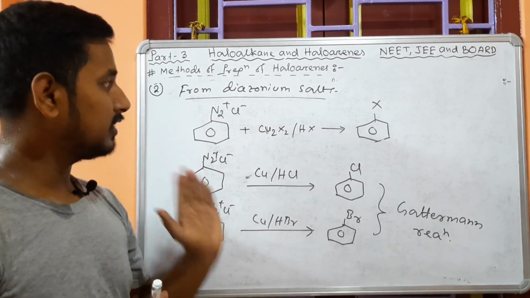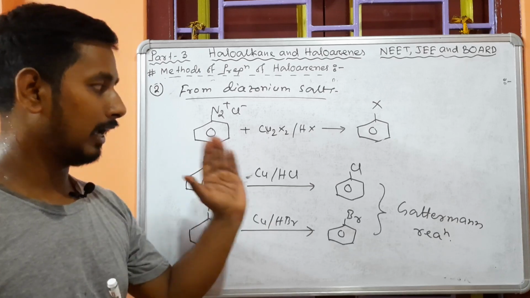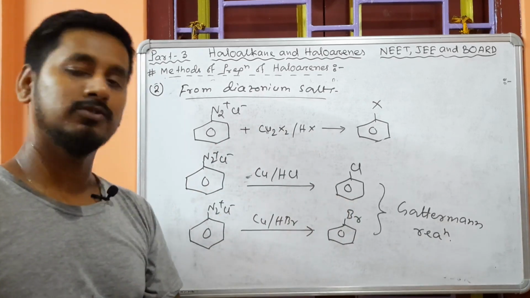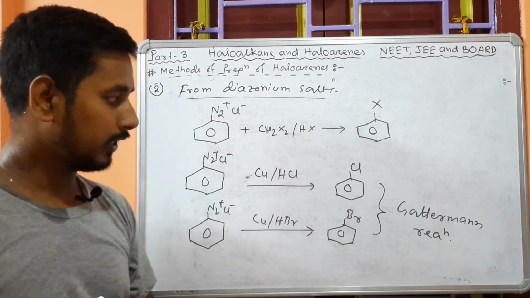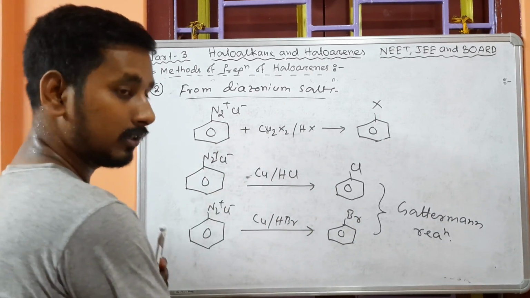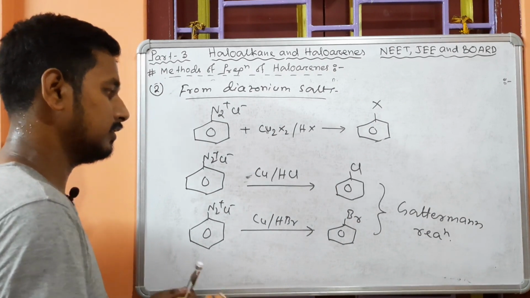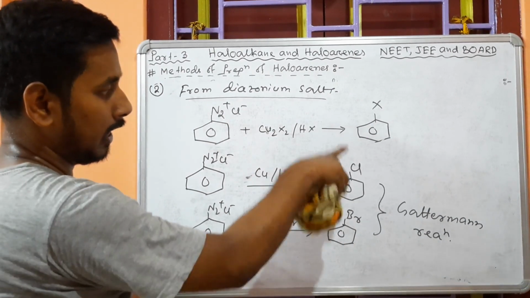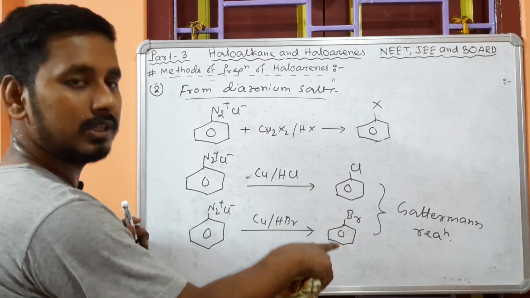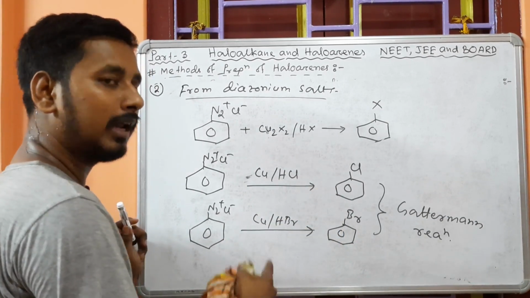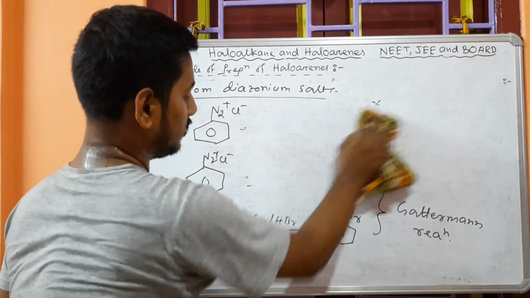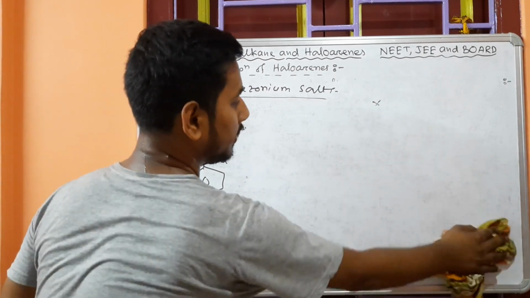So from benzene diazonium salt we prepare halobenzene by using Sandmeyer reaction as well as Gattermann reaction. These two reactions are very important. By this way you prepare halobenzenes like chlorobenzene, bromobenzene. So how can you prepare iodobenzene from benzene diazonium chloride? You can prepare iodobenzene also.